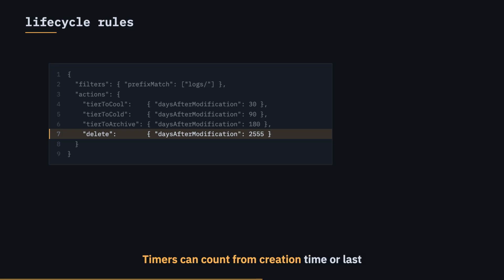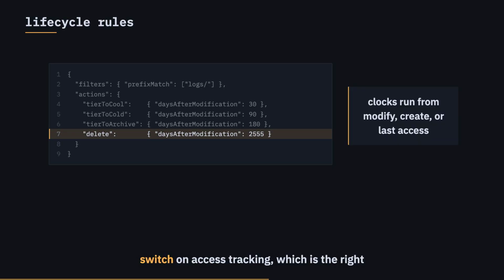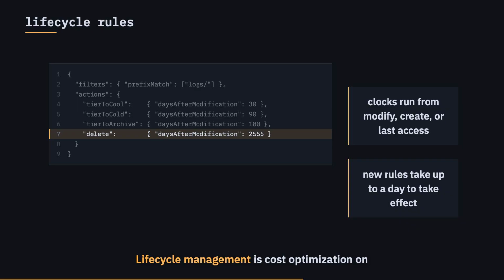Timers can count from creation time or last modification, or even from last access if you switch on access tracking, which is the right base when old files still get read occasionally because it stops the rule from archiving something people opened yesterday. Rules can also tend previous versions and snapshots separately from current blobs, aging out old versions faster than live data. One expectation to set: the policy runs periodically in the background, and a new or changed rule can take up to a day to take effect. Lifecycle management is cost optimization on autopilot.